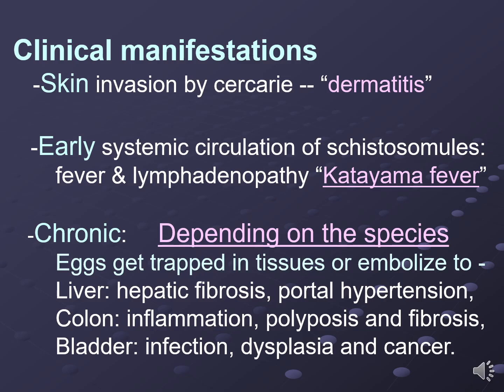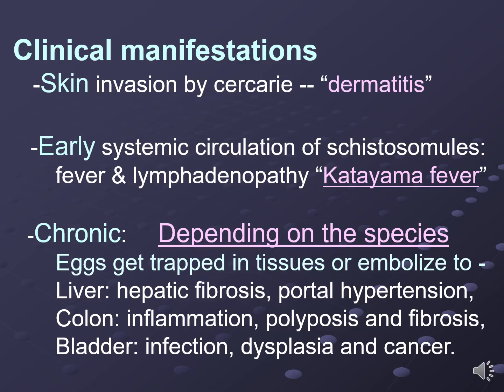Then the patient goes into a chronic phase, which is largely asymptomatic, but depending on the species, the eggs get trapped in the tissues, or we say embolized to the tissues. Why do we say embolized? Because the parasites occur in the blood vessels. Like here we have the liver. So the parasites would live in the mesenteric veins, and we shall see this on the subsequent slide.